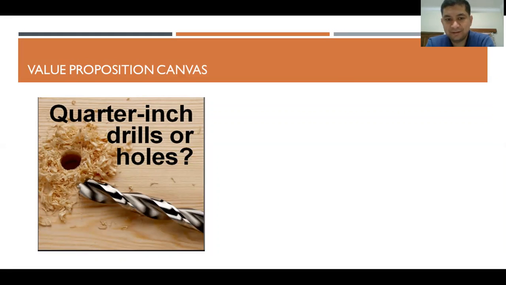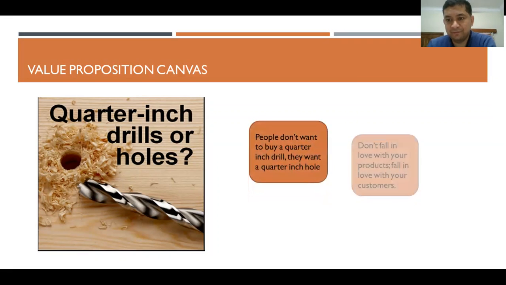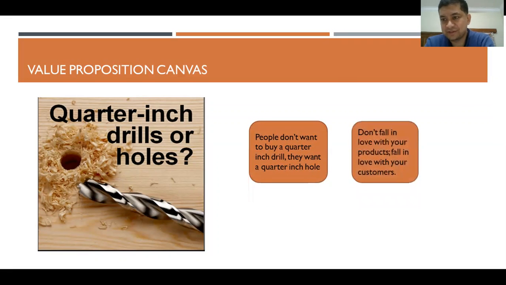So if you look at this particular picture, when the customers are trying to buy a quarter-inch drill, the objective is to get the hole done, right? Whether it's on their wall or on the wood. So that is what matters to the customer. If you have to fall in love, you should fall in love with your customers rather than falling in love with your products. And that's the concept of design thinking and jobs to be done, which is heavily used in value proposition design.